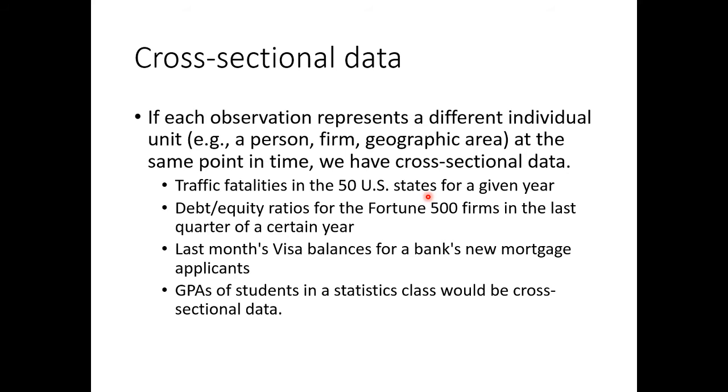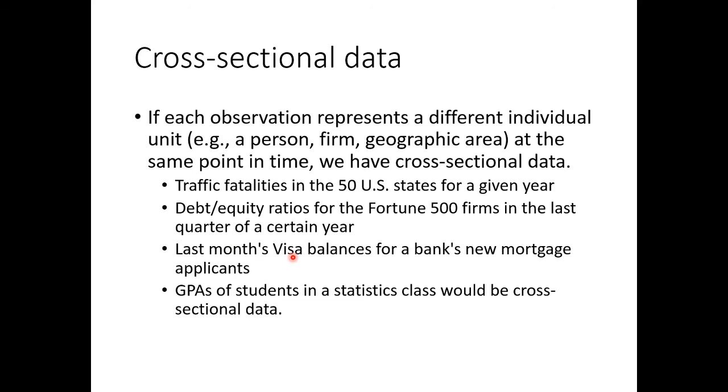So then we say that it is cross-sectional data. Debt-equity ratio for Fortune 500 firms: the debt-equity ratio value together with the name of the firm, 500 names of firms. So we have two-dimensional data, value and name of firm. In this case, we say that it is cross-sectional data.